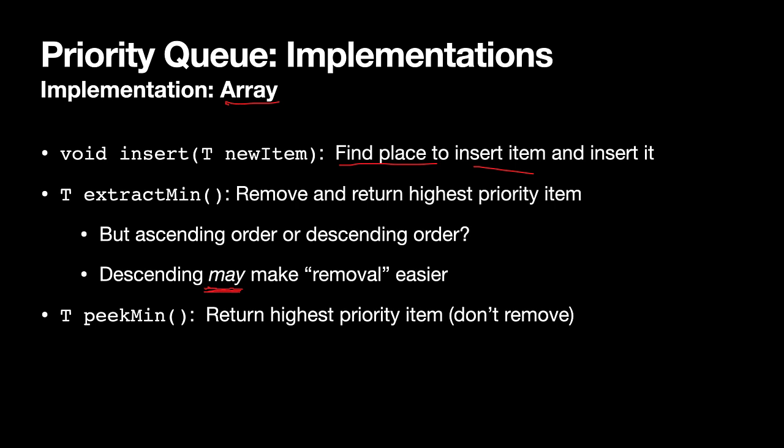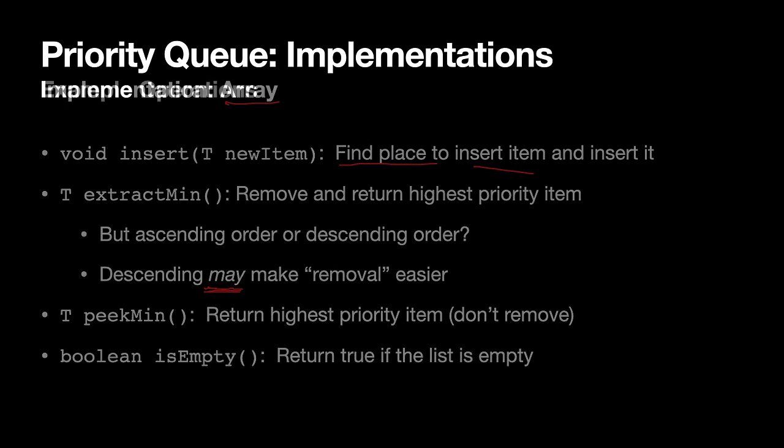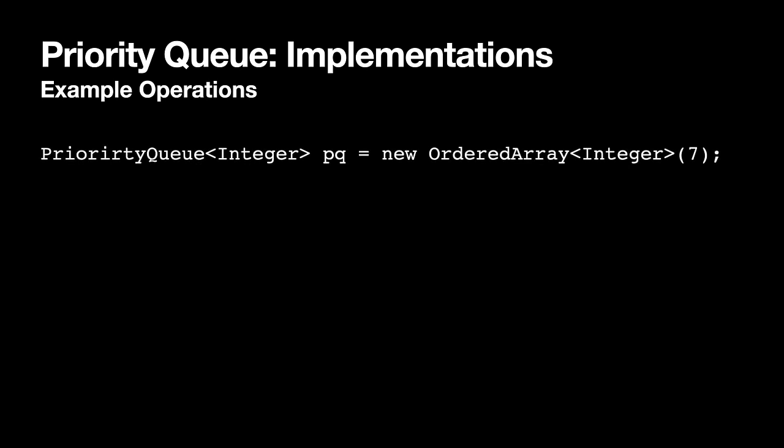Peek min will return the highest priority item, but it won't remove it, as always, and is empty will return true if the array is empty, if we have no items left in our priority queue. So let's repeat the example that we've already done with the unordered priority queue, and this time we'll go through it using our ordered priority queue with an array. Just like before, we'll start out by creating an instance of our ordered array-based priority queue. In this case, we're passing in a value that represents the maximum size of the priority queue, so our priority queue will never have more than 7 items in it.